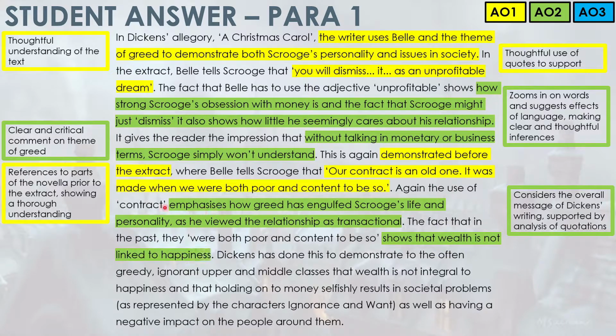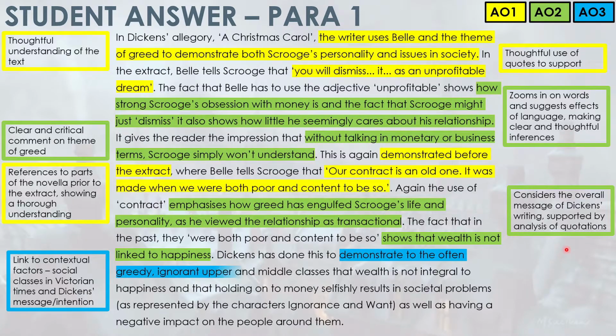Again here they're zooming in on the word contract. Emphasises how greed has engulfed Scrooge's life and personality as he viewed the relationship as transactional, and then the idea that it shows that wealth is not linked to happiness. So they're considering the overall message of Dickens' writing. What was Dickens trying to suggest to the wealthy in the Victorian times?